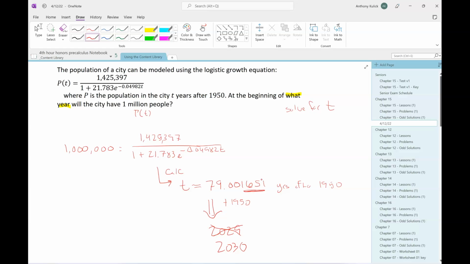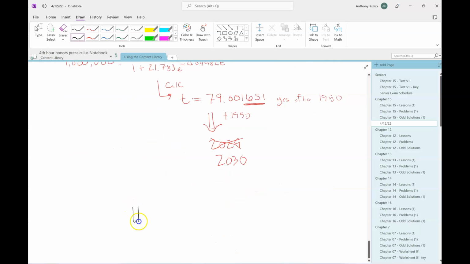How do you guys feel? It's okay? No big deal. Nothing's super duper complicated we've done today. This looks like a good place to stop then. At this point, you guys could do up through 16.